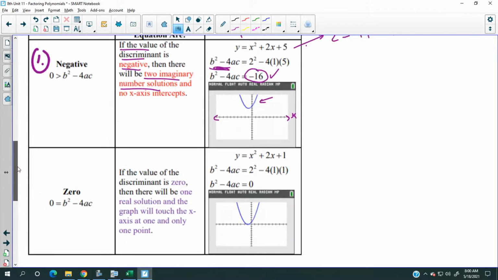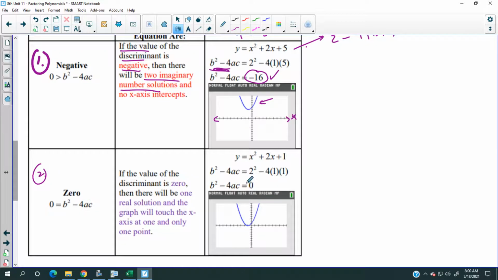Second, if you get a 0, so for example, if we use this as an example and you do b squared minus 4ac, and your value comes out to 0, then you're going to have one answer, kind of like the parent function, where you get only one answer. So the graph will touch the x-axis at one and only one point, and you'll get a graph that looks like this, where the solution is here, okay?